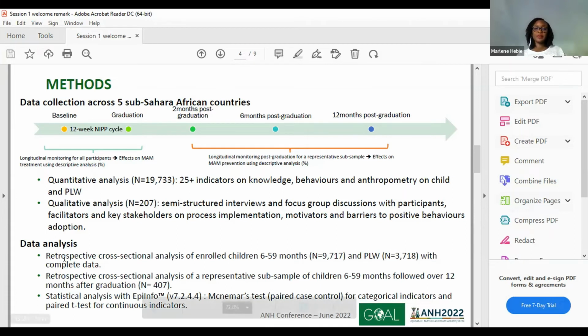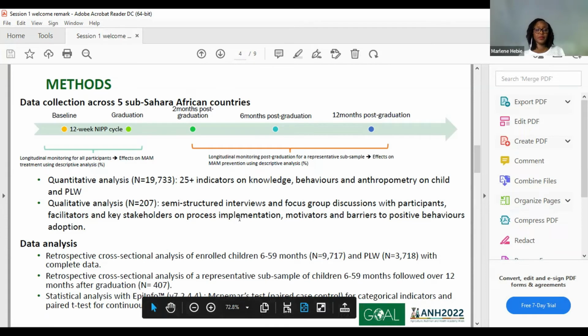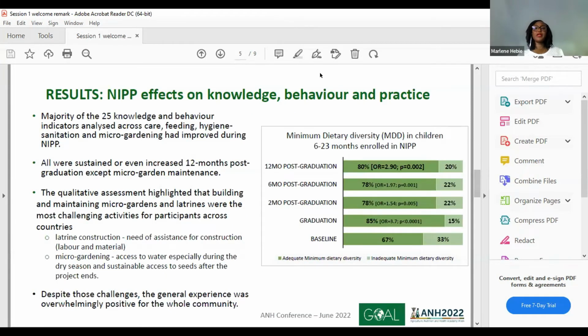So for the quantitative analysis, we did some retrospective cross-sectional analysis, as I said, focusing on children under 5 and pregnant and lactating women, and we performed as well some statistical analysis. So in terms of results, when we look at knowledge, behavior, and practices, what we have found across these 5 sub-Saharan countries was that for most of the 25 knowledge and behavior indicators analyzed across care, feeding, hygiene, sanitation, and microgardening practices, most of them had improved during the NIP program. So that means during a cycle of 3 months.